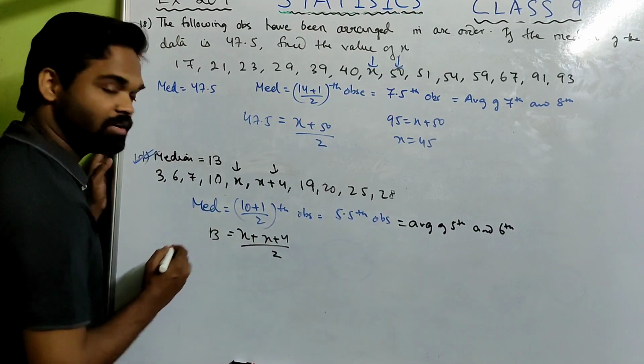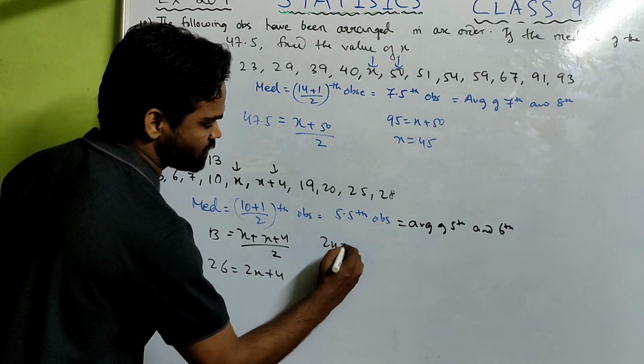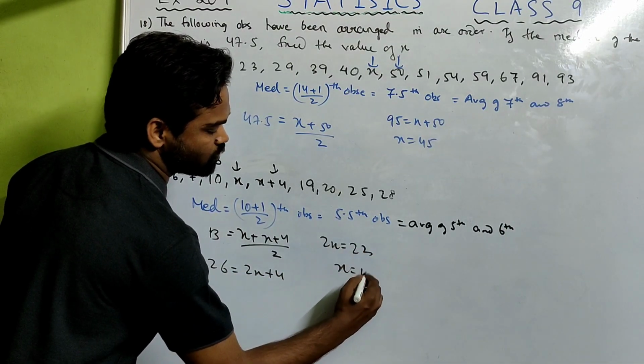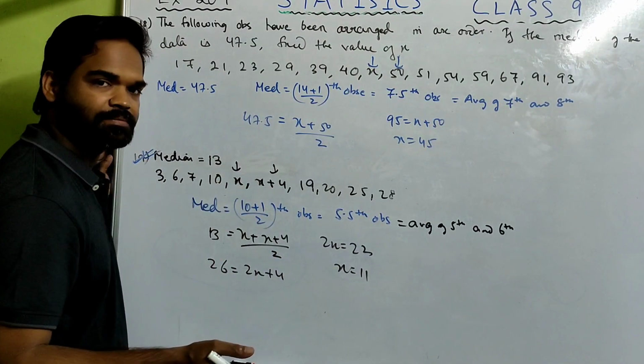And the median is given as 13. 13 twos are 26 equals 2x plus 4. 2x equals 22. x equals 11. So we got the value of x. Pretty easy. Both the sums were alike.